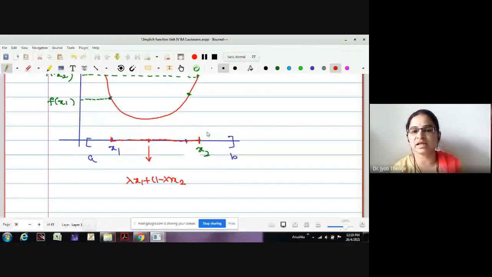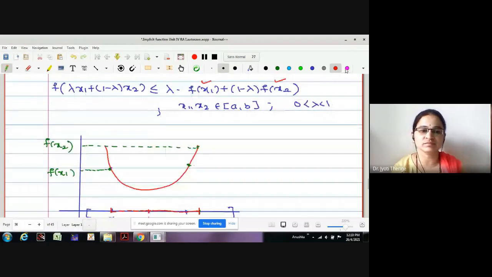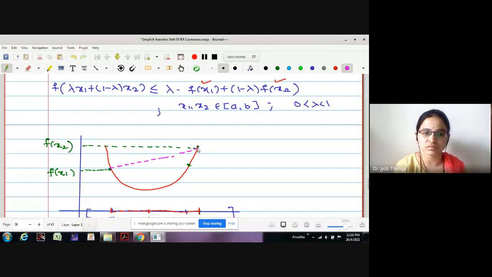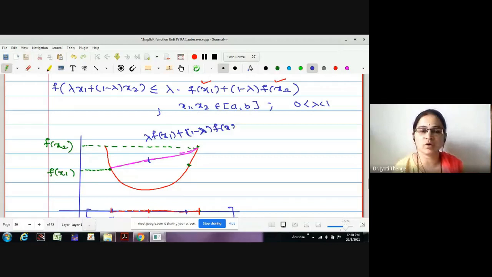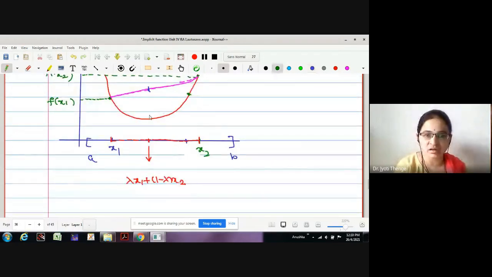Now the right hand side is the line segment joining the 2 points f x1 and f x2. Let me just draw the line segment. Here is f x1. Let me join it with f x2. This is the line segment. Therefore, what about lambda f of x1 plus 1 minus lambda f of x2? No doubt it will be a point on the corresponding line. Therefore, this is lambda f x1 plus 1 minus lambda f x2. And what about the f image of this point? What is the f image of lambda x1 plus 1 minus lambda x2? Is it somewhere here? This is the f image.